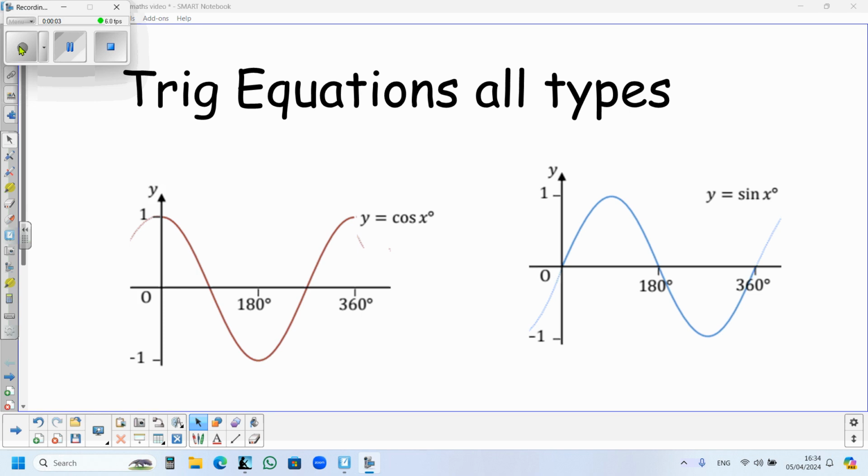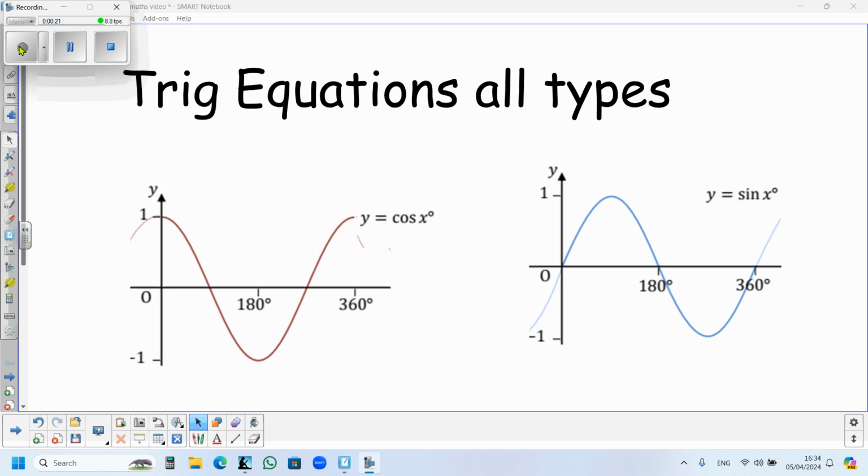In this video, I'm going to look at all the trig equations, all the different types that you're given, so that you can distinguish between them all. But before we start solving trig equations, we've got to be aware of a couple of things. We need to know our exact values, we need to know our sine graph and our cos graph. So those two things are really important.